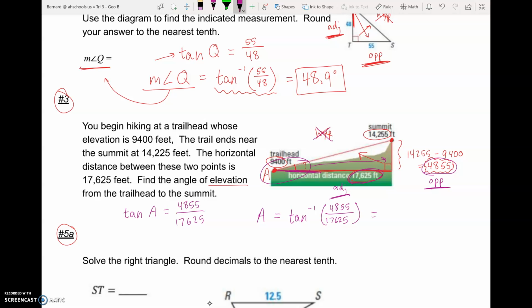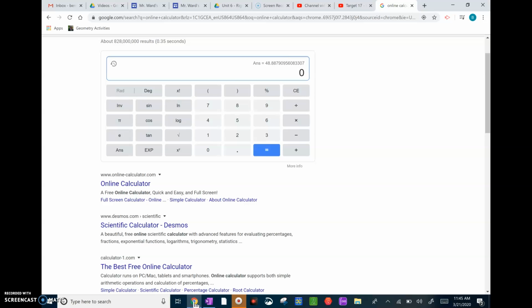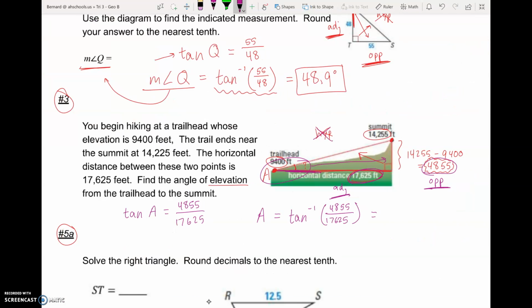I'll try my best to remember it. So tangent inverse of 4,855 divided by 17,625. Let's grab our calculator. We'll go to tangent inverse of 4,855 divided by 17,625, and we'll hit enter. I believe that was the right number, and that's telling us it is a 15.4 degree angle. And so there's our answer to the question. Angle of elevation from trailhead to summit, 15.4.